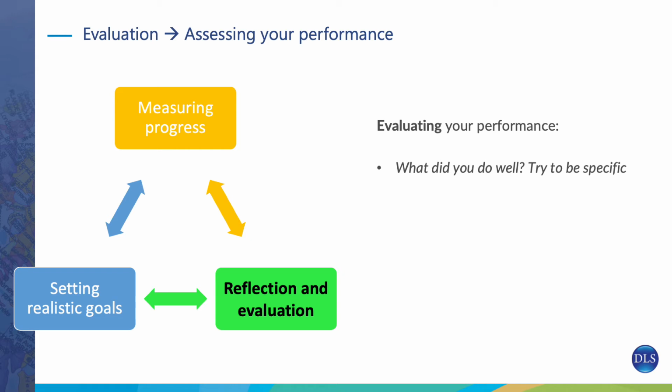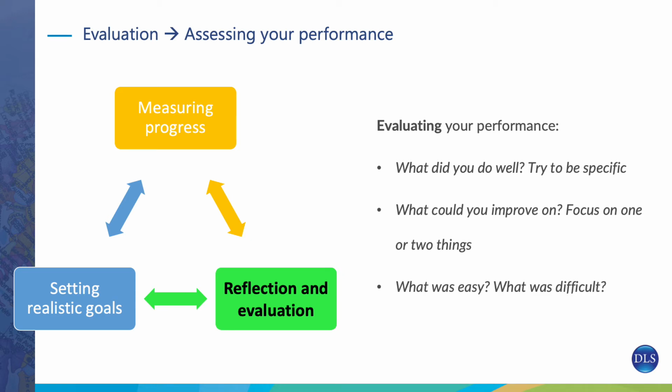You can think about what you did well and try to be specific here. Maybe thinking about vocabulary that you used, or you added extra details, or you were able to talk without a lot of pauses. You were able to be a fluent speaker. And then identify one or two things that you could improve on. Maybe you noticed that you couldn't talk very accurately when you were speaking in the future tense, so you know that you need to review your future verb forms, for example.